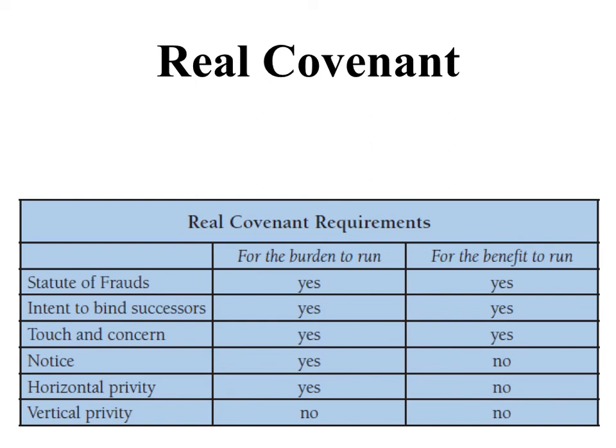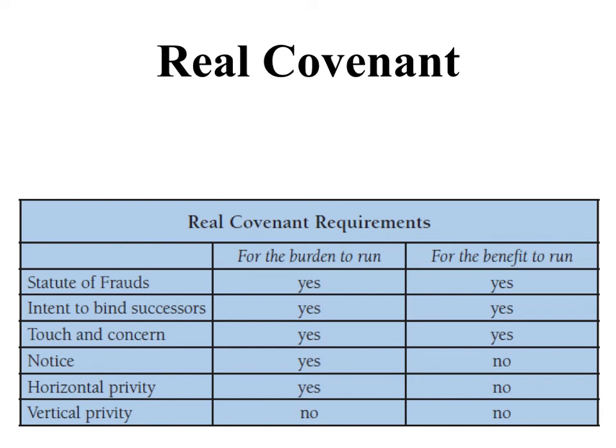All right, so the first element is the statute of frauds. So it needs to comply with the statute of frauds, both a burden and a benefit. And for it to comply with the statute of frauds, it needs to be in writing, signed by the person that it is going to be enforced against. Right.